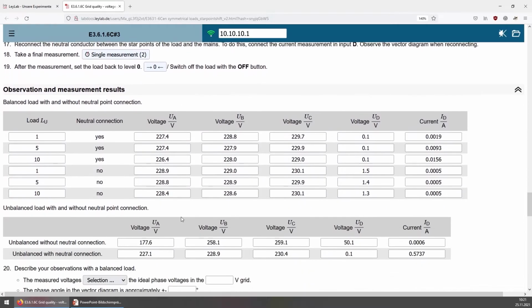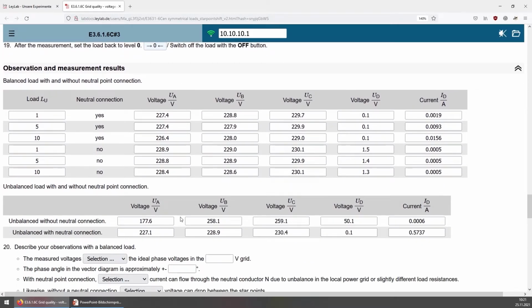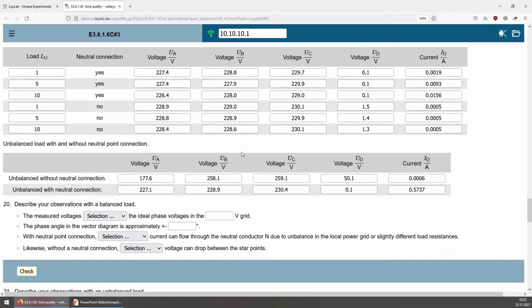And now we can look at our measurement results, which are recorded here nicely in these tables. The first table is a balanced load with and without neutral point connections. All the voltages are the same, and the current and voltage here at the neutral point is low, as expected for balanced loads. For the unbalanced loads without neutral connection, we see uneven values in the voltage. We have even a 50 volt neutral point shift, and when we connect the neutral point, we have a high current on the neutral conductor.